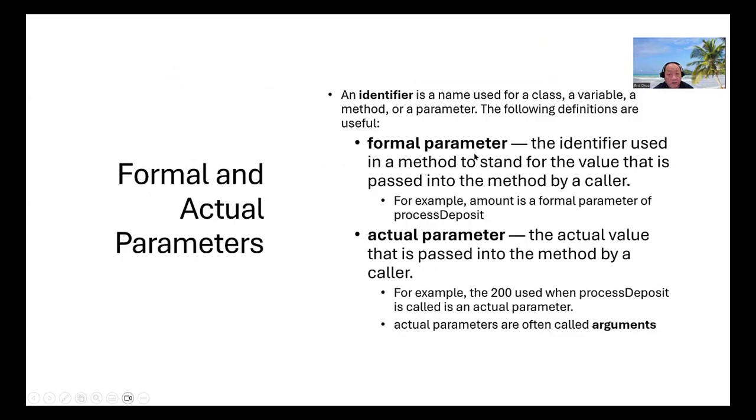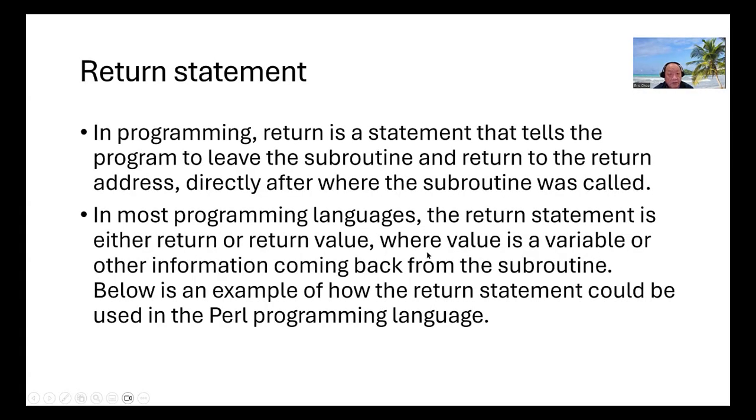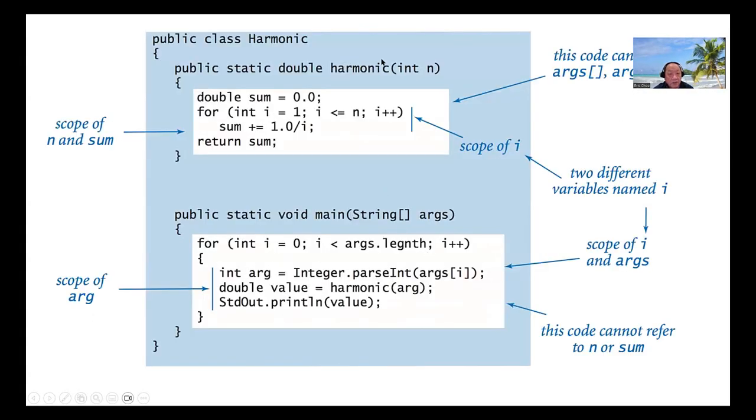Okay, next is the function parameter and actual parameter. Let's look at the function. Here you have a main function, which passes the integer argument i. Then this argument is a parameter being passed to the harmonic function. And then the harmonic function calculates to get a sum.